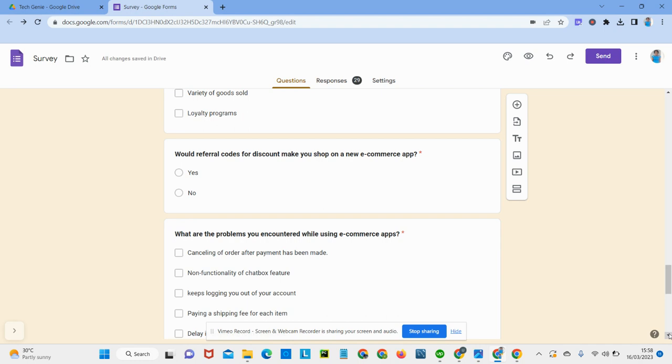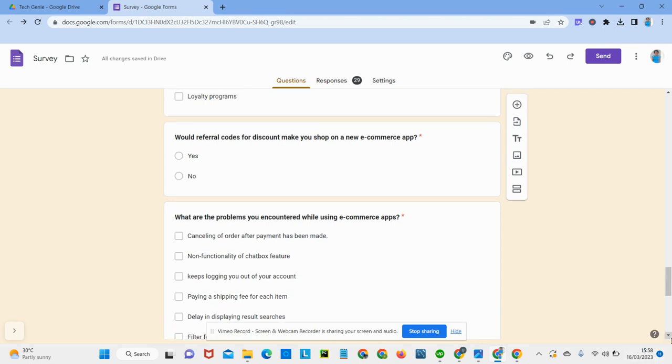And so that's why the question is coming, like, if I give you referral codes for discount, would it make you shop on a new e-commerce app? I wanted to know, so that if they say no, I have to look for a way to figure out, okay, how am I going to make people download this new e-commerce app? And so that's that.